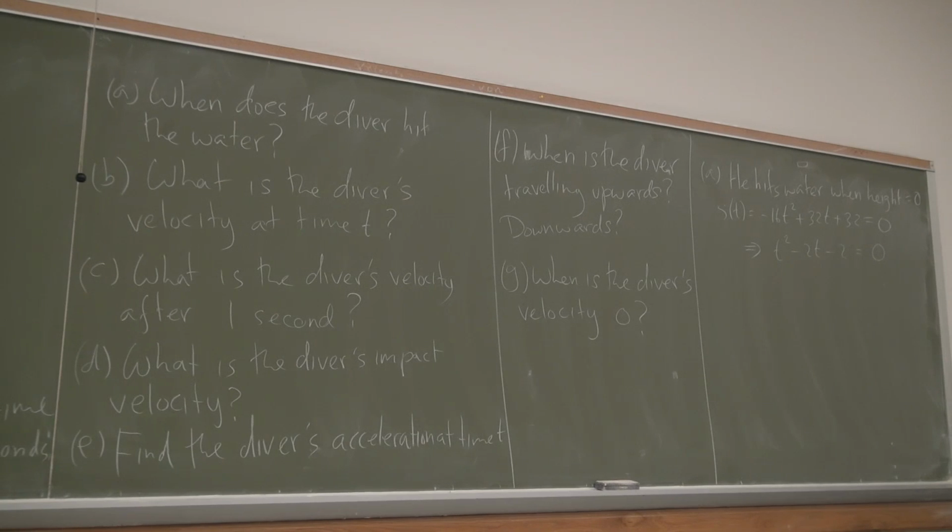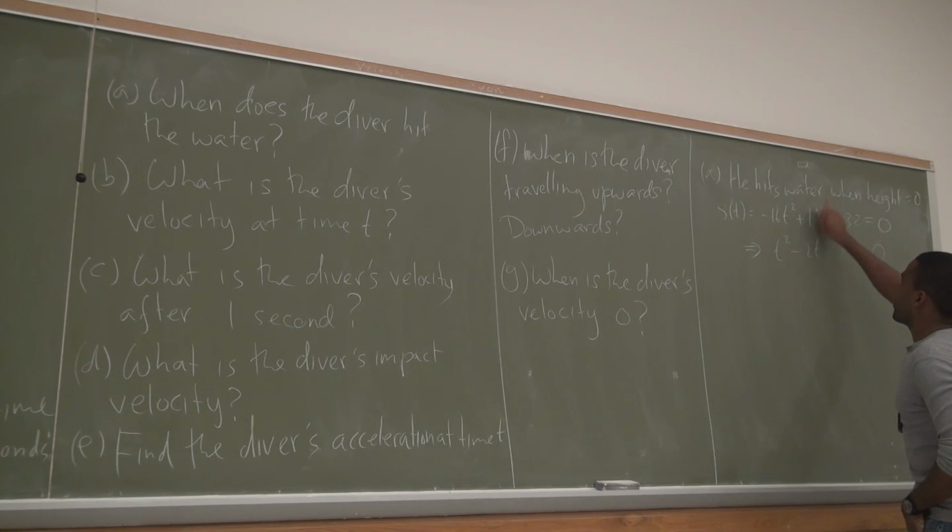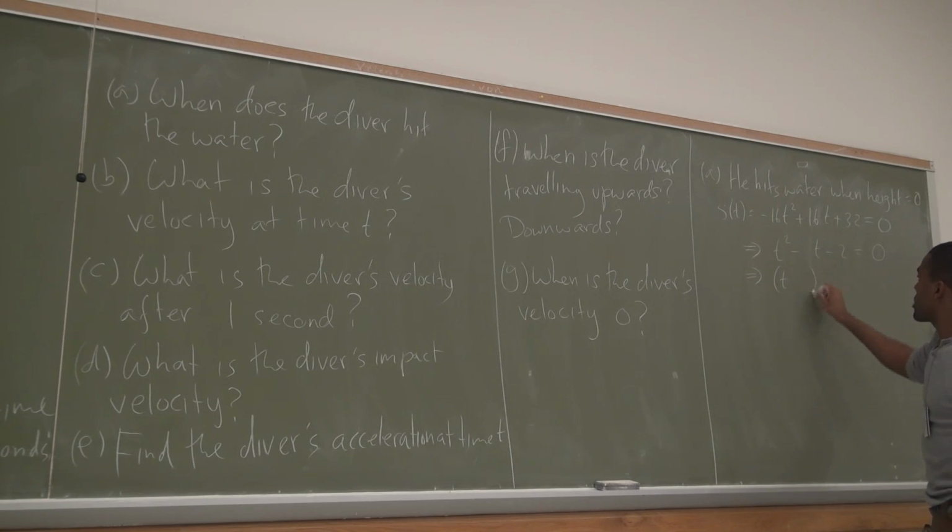Can I actually solve that? You don't want to use the quadratic formula. Okay, so that should factor. So now we have t is actually 2, or t is minus 1. We reject that because we're considering negative time to be nonsense.